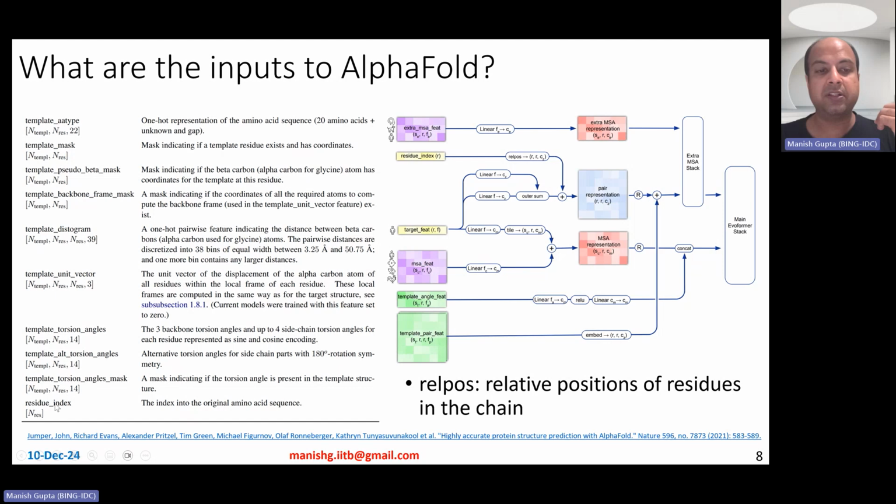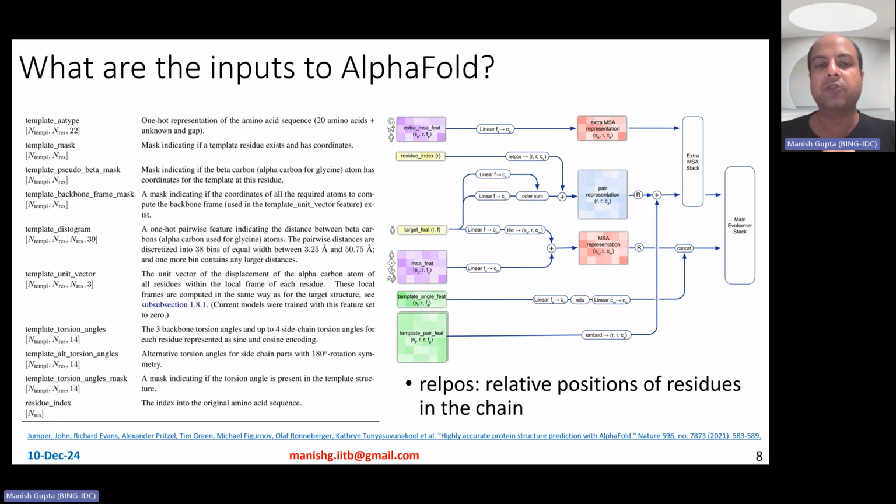So paired features are towards the end. Let's see. So here are the paired features of template histogram. Okay, so what is this? Histogram is a distance histogram. Really think of histogram as a distance histogram. So what are those? Basically, you take the beta carbon atoms in every residue, and you compare the beta carbon of this residue with the beta carbon of that residue. You compute the distance between those in angstroms, okay?